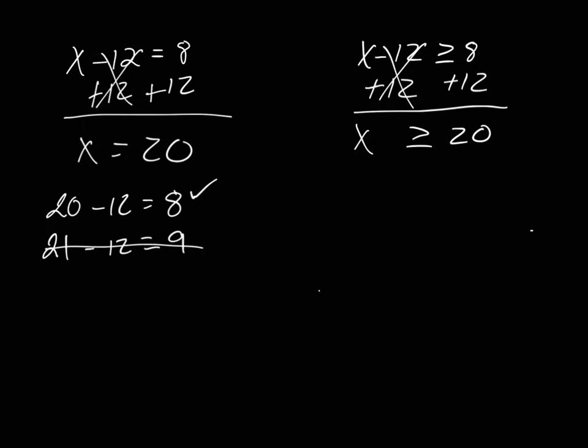Let's put in first 20 for x. Okay, when I solve that, I get 20 minus 12 is 8. And we read this 8 is greater than or equal to 8. That's true. That counts. That checks out.